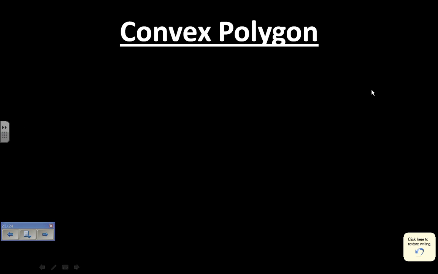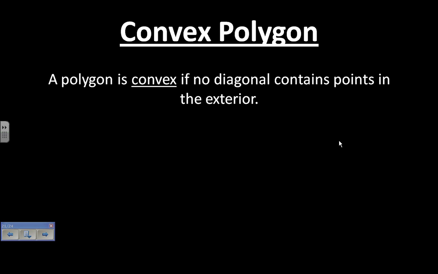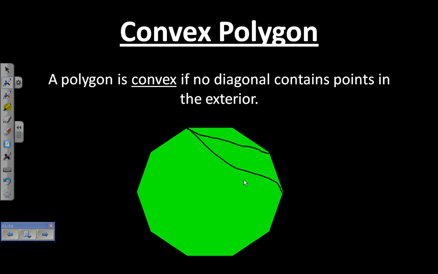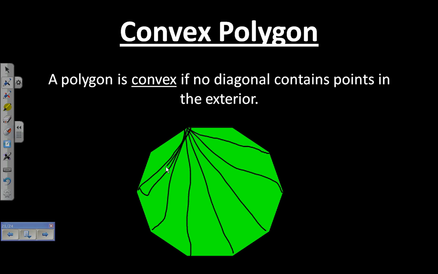Convex is the one you almost always think of. When I say shape, you think of a convex shape. A polygon is convex if no diagonal contains points in the exterior. And we did this earlier today. Well, for me, it's earlier today. For you guys, it was 2.5 days ago. But every diagonal I connect on this shape, pretend these are straight lines, I'm doing this with the mouse, all of these are only in the interior. They never cross outside. None of those diagonals go outside of the shape at all, and that is what makes it convex.